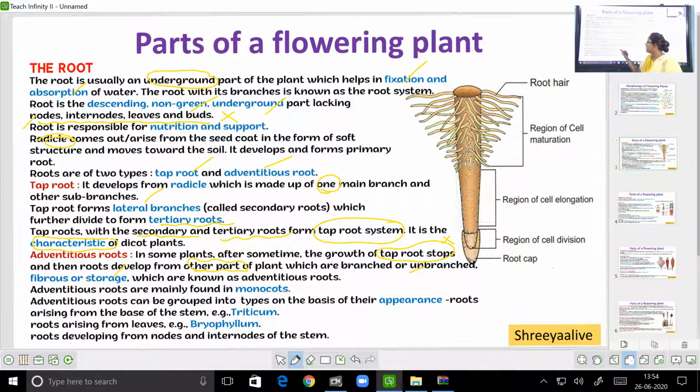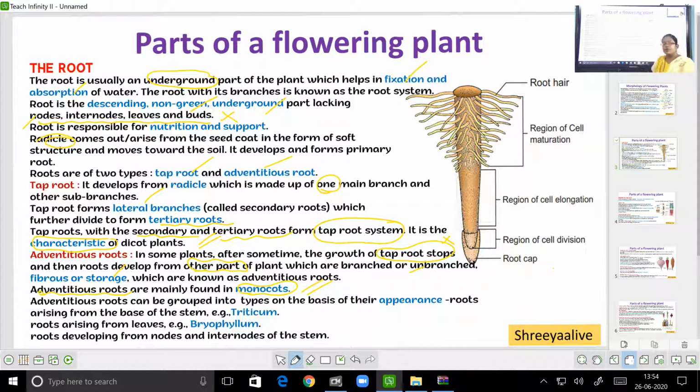Adventitious roots are mainly found in the monocots. As I have told you, the taproot is the characteristic feature of the dicot plants, and adventitious roots are the characteristic feature of the monocot plants.